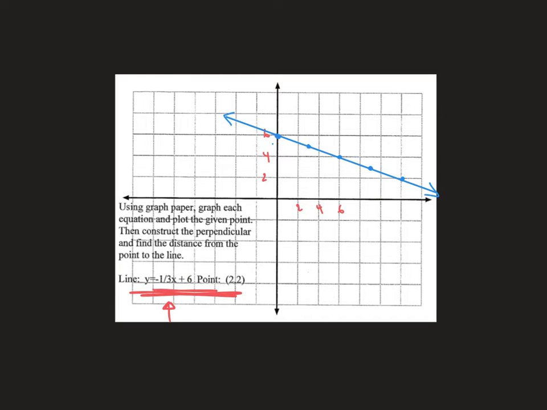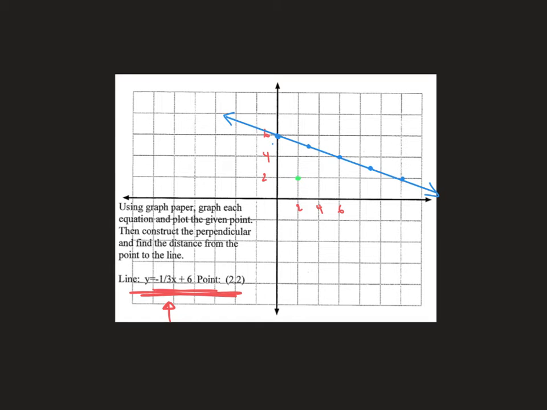Plotted my y-intercept. My slope says to go down 1, right 3, down 1, right 3, down 1, right 3, down 1, right 3, or down 2, right 6, down 2, right 6, and I drew a nice straight line. Then we have the point (2, 2), so we're just going to go ahead and plot our point (2, 2), and the instructions ask us to do something very intense.